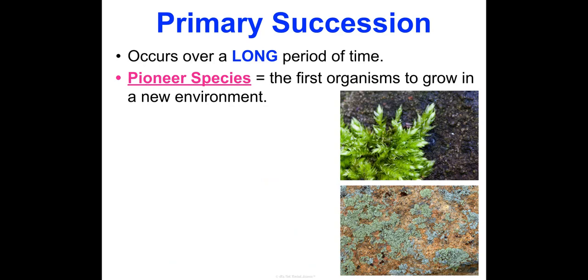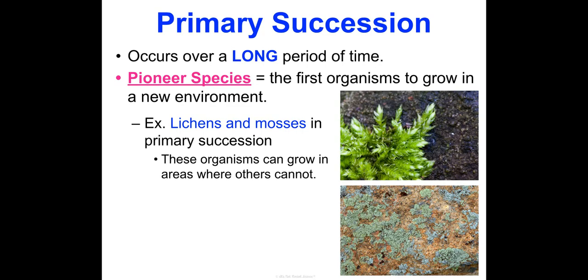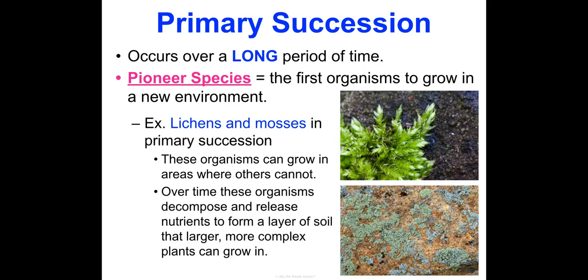And we have these pioneer species. These are the first species to get the environment ready for more organisms. They're the first organisms to grow in a new environment. Lichens and moss are common. You can see the lichens here, and these actually turn rock or lava into soil, over a long period of time. They can grow in areas where most others cannot. And over time, these organisms decompose and release nutrients to form a layer of soil that larger, more complex plants can grow in.